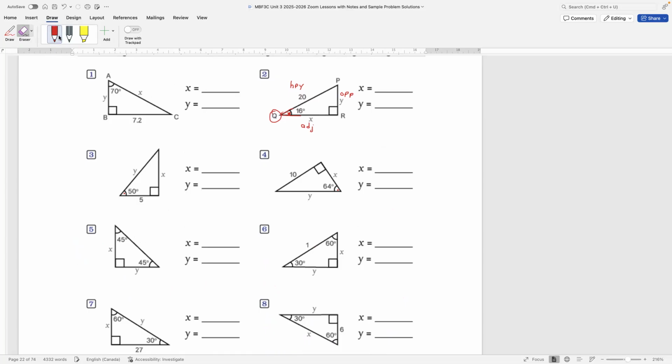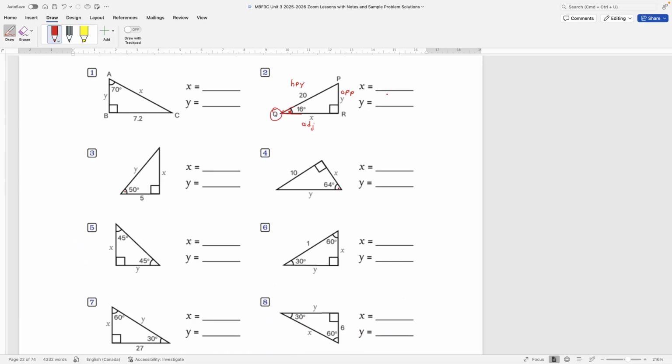So let's get back in here. So we said that y was 5.5. This one is the opposite, 5.5, and the hypotenuse is 20. So now we have to solve for the adjacent side.